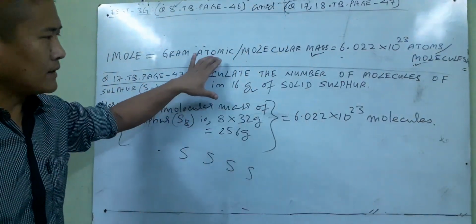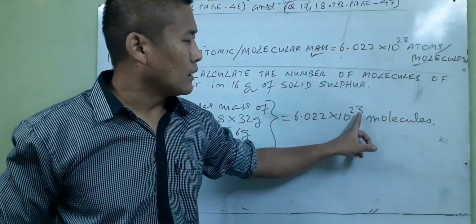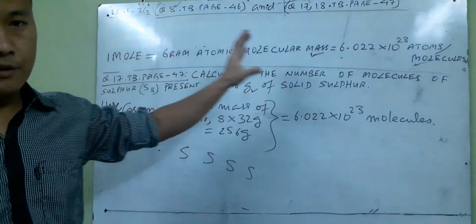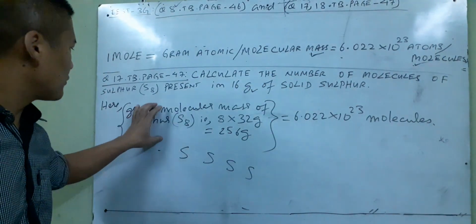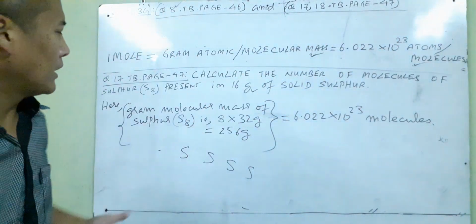So we know the gram mass is equal to Avogadro number of molecules, 6.022 times 10 to the power 23, or gram mass is also equal to 1 mole. But this time we're not using mole, we're using the number of molecules. So this one here is, we are bringing out from the formula. This is not hard.